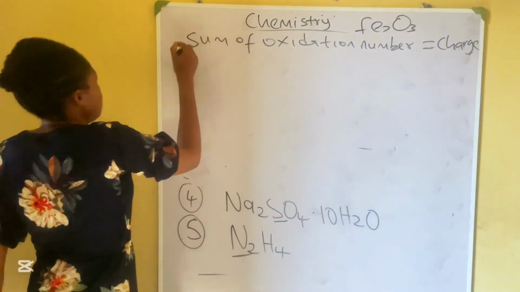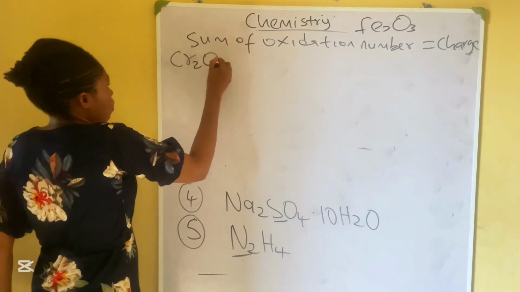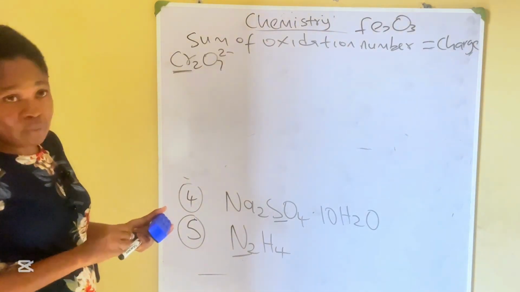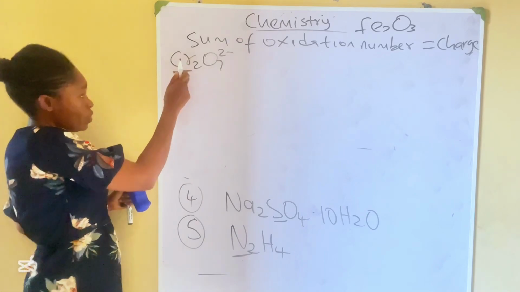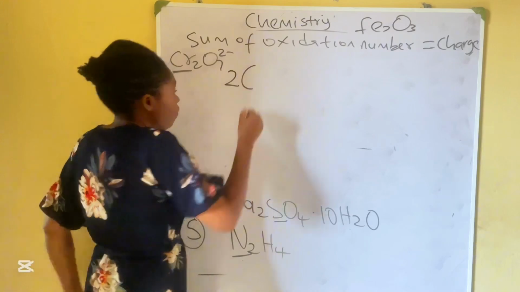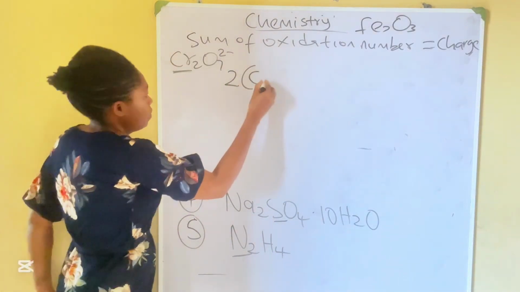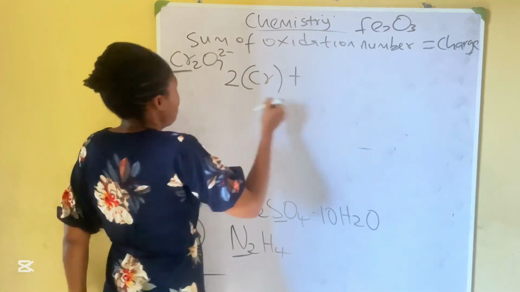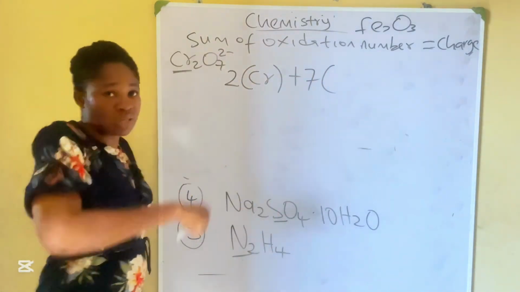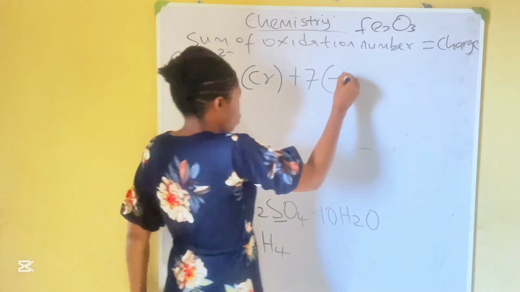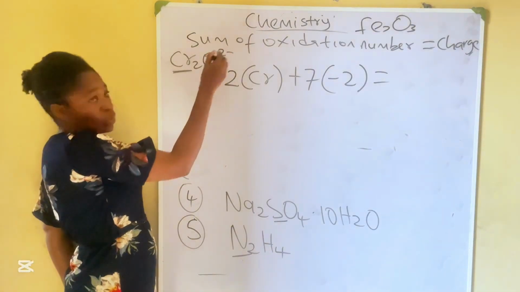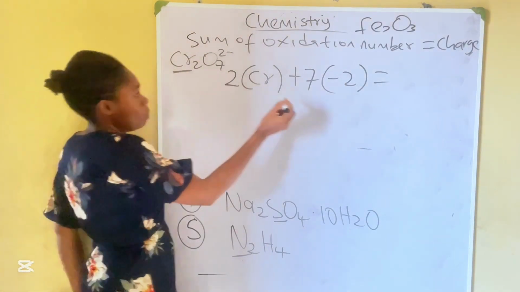Okay, let's look at number 2. So number 2, we are looking for the oxidation number of chromium in Cr2O7 2 minus. How many atoms of chromium do I have? I have 2. So 2 times the oxidation number of chromium. Remember, we're looking for it. Plus, how many atoms of oxygen do I have here? 7. 7 times the oxidation number of oxygen, which is -2. What is the charge? The charge is -2, the charge of the radical you're asked to calculate. So put -2 there.